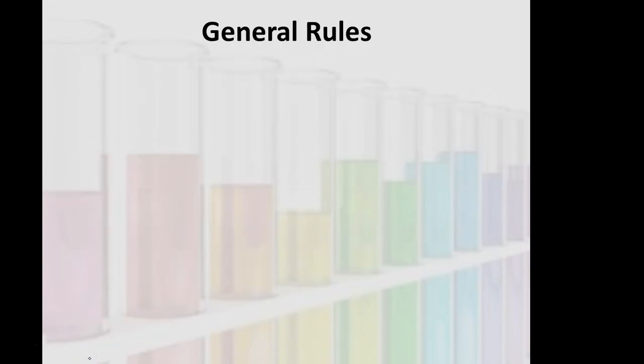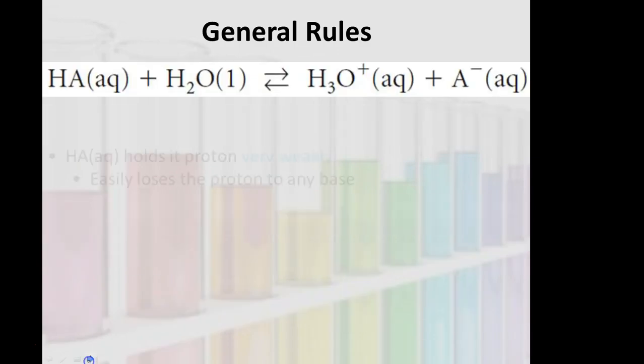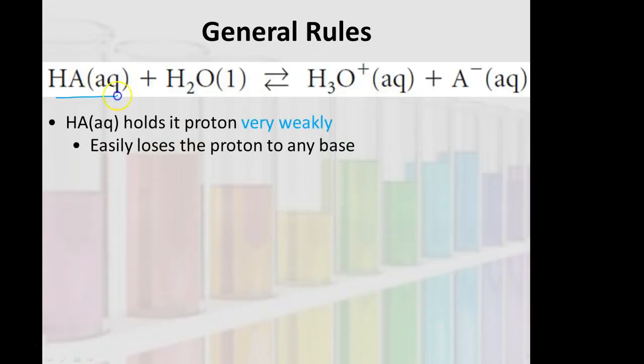Alright, lastly, some general rules. HA here just stands for a weak acid. So when a weak acid reacts with water, we'll be producing hydronium and then some sort of anion, which would mean these two are conjugates.